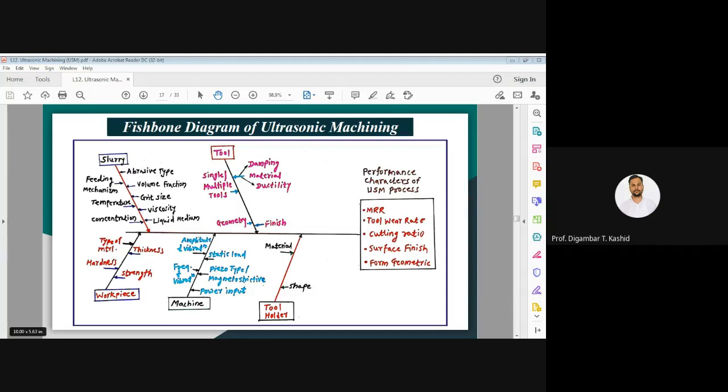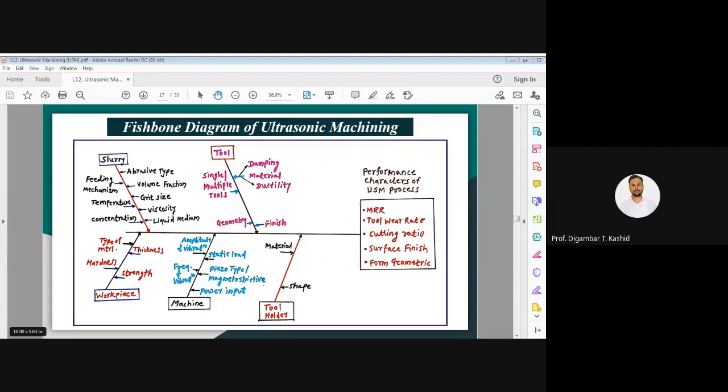Also, definitely the geometry of the tool will affect the geometry of the machined cavity, because whatever cavity we want on our workpiece, the replica or inverse replica of that cavity we give as the shape to the tool. So the geometry of the tool will affect the geometry of the machined cavity that you are going to get on your workpiece. So this is about the tool. First we discussed the slurry, then the tool. Now let us discuss the next one, that is the workpiece.